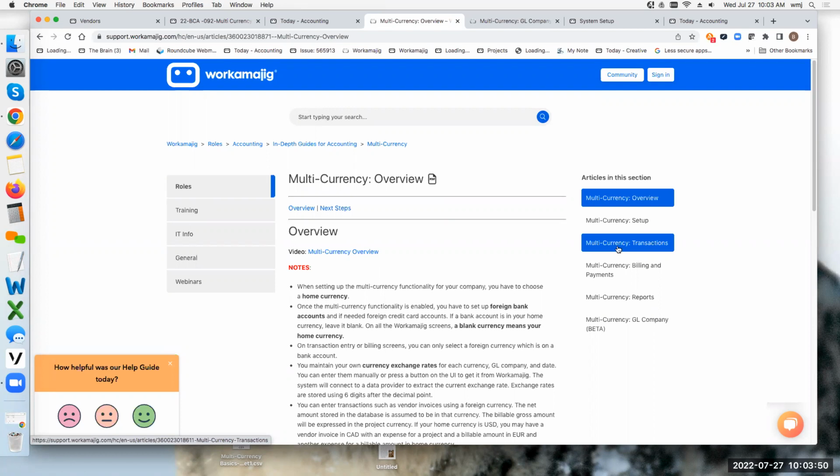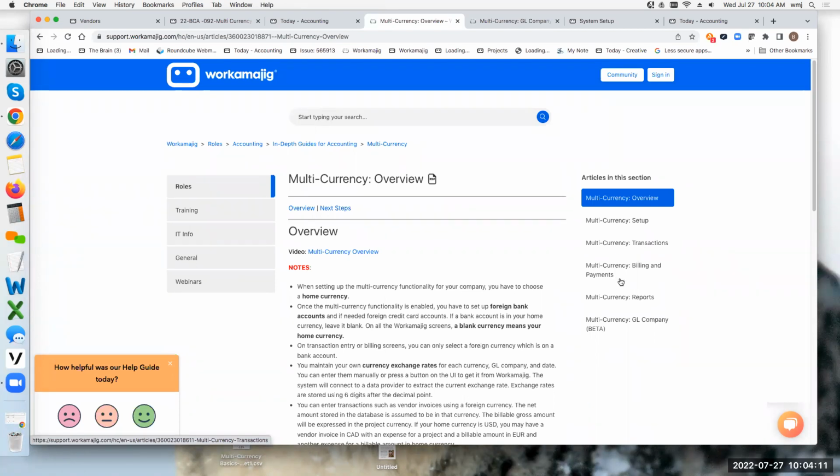My home currency may be USD. I'm billing my client in British pounds, but my vendor needs to be paid in euros. The system handles that and tracks all of the information: what is billable at the project level, what is recorded at the home currency level for profit and loss statements, etc.